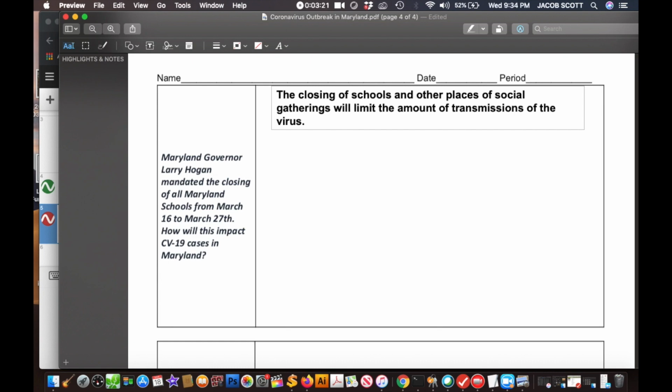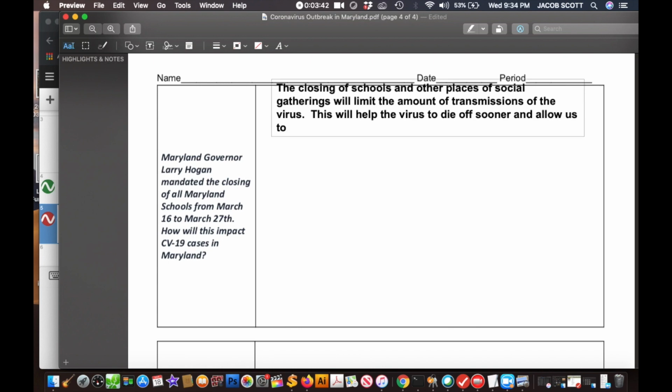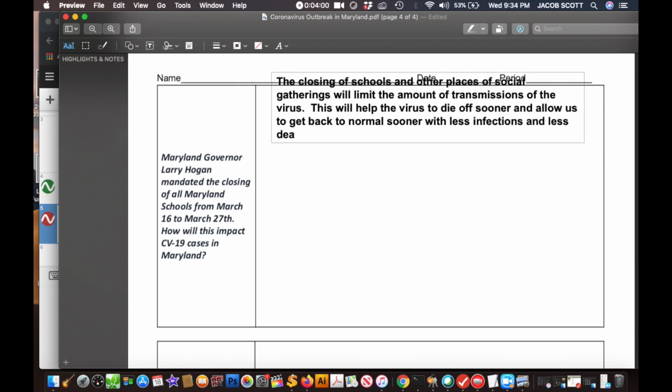Okay, so it's going to limit the number of transmissions. This will help the virus to die off sooner and allow us to get back to normal sooner, with less infections and less deaths. Okay.